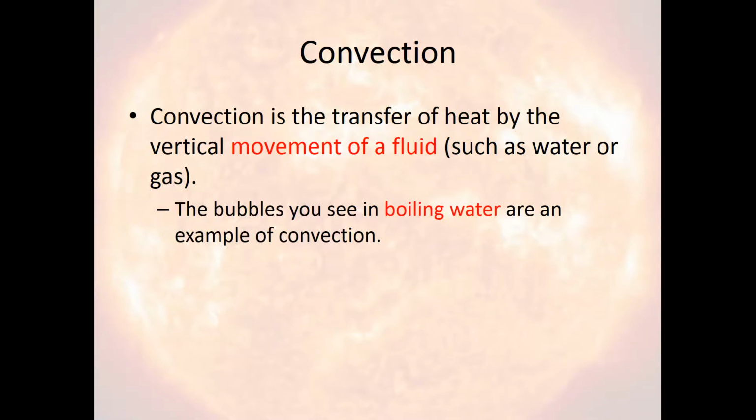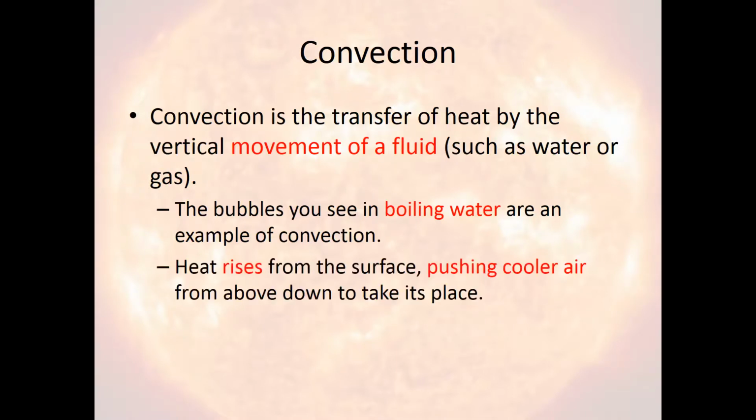Another good example of convection is boiling water. If you've ever boiled water before, you see bubbles rising up from the bottom of the pan up to the top. Well, what's happening is that the bottom of the pan gets really hot from the flame or from the electric kettle, and then it heats that water at the bottom up a lot. And then as that water gets hot, those bubbles begin to rise. And so that's how convection works. Basically, you have rising motion. Heat starts at the surface and then rises.